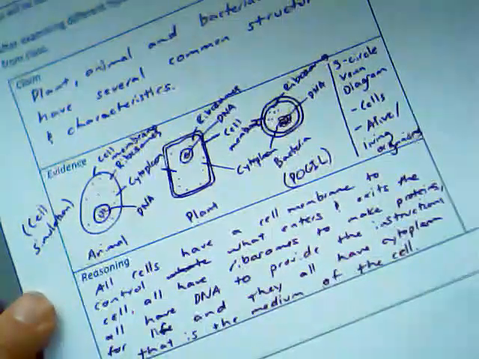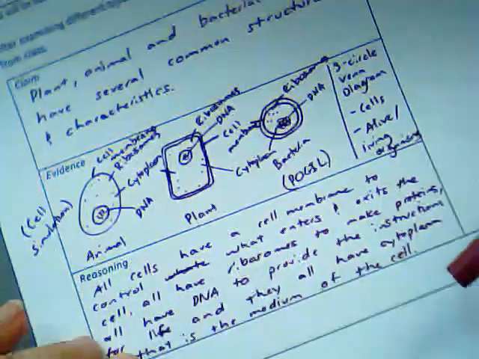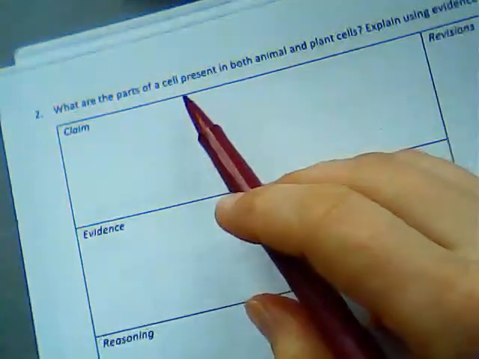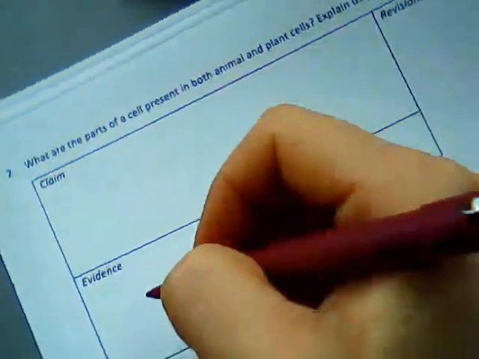I, of course, started with my evidence, so drawing some things out. I even noted my sources. All right, perfect. So then we're going to flip, and we'll pick one more. Okay. So what are the parts of a cell that are in both animal and plant cells? Use evidence from class. Okay.